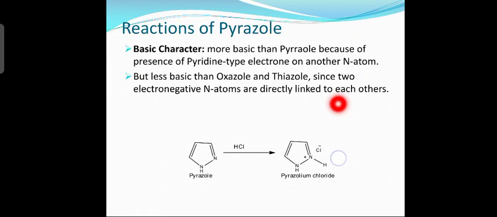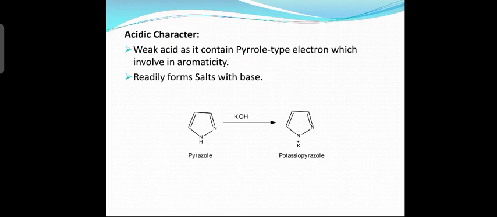Pyrazole forms salts with inorganic acids. It is also a weak acid due to pyrrole type nitrogen. Since it is acidic in nature, it reacts with alkalis to give salts. Hence, it is an amphoteric compound. So, since it is basic in nature, it will react with acids to form salt, which is the salt formed here with Cl, pyrazolium chloride. You can see here N plus Cl minus. Then, since it is acidic in nature, it will combine with base. You can see here pyrazole combines with the base potassium hydroxide to give potassium salt, that is potassiopyrazole.